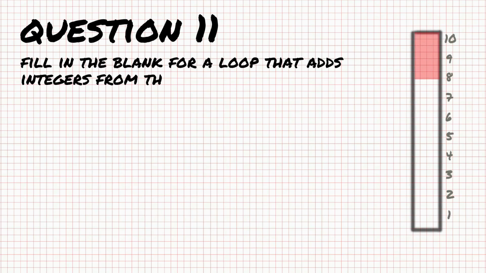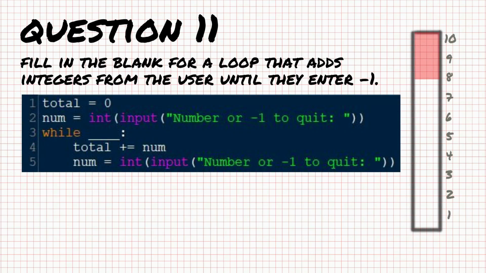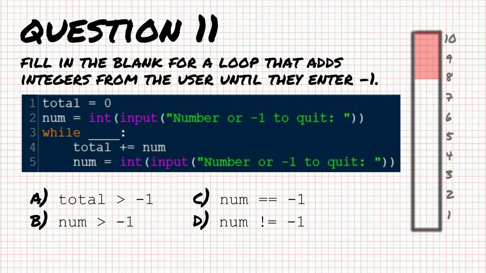Ready? Question 11. Fill in the blank for a loop that adds integers from the user until they enter -1. total = 0, num = int(input("number or -1 to quit")). While blank: total += num, num = int(input("number or -1 to quit")). Is it A, total > -1, B, num > -1, C, num == -1, or D, num != -1?